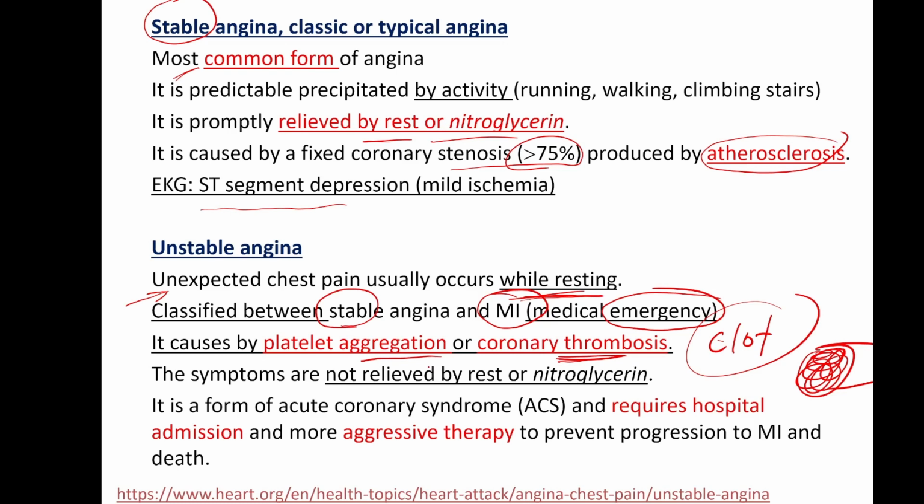Okay, in this type of angina, unstable angina, the symptoms are not relieved by rest or nitroglycerin, and the patient should be admitted to the hospital for aggressive therapy. We need to look at the patient's other comorbidities, for example, hyperlipidemia, diabetes, obesity. We need to treat cardiovascular risk factors. If the patient has any risk factors, we need to start treating them: lipids, obesity, hypertension, diabetes. All these risk factors should be addressed and treated.